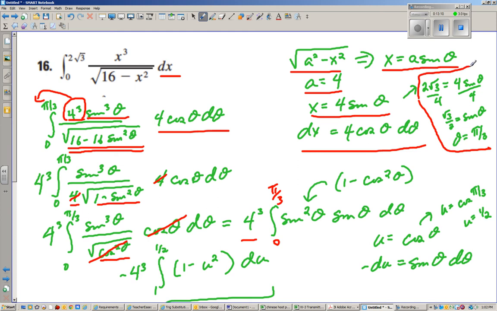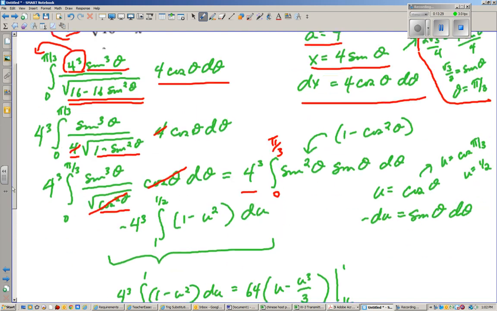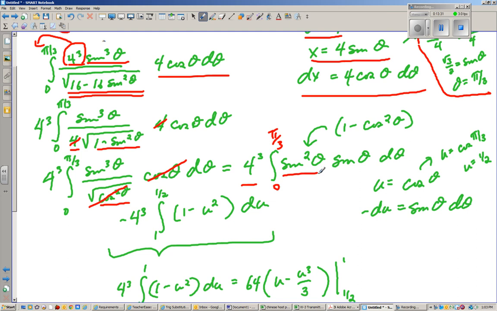And I didn't talk about switching out those limits back at the beginning, but that's what I did. I started taking those original limits and from the get-go substituting them with new limits written in this variable theta, so I didn't have to back substitute. It just saves some time at the end. So now the sine squared out, put in the 1 minus the cosine.